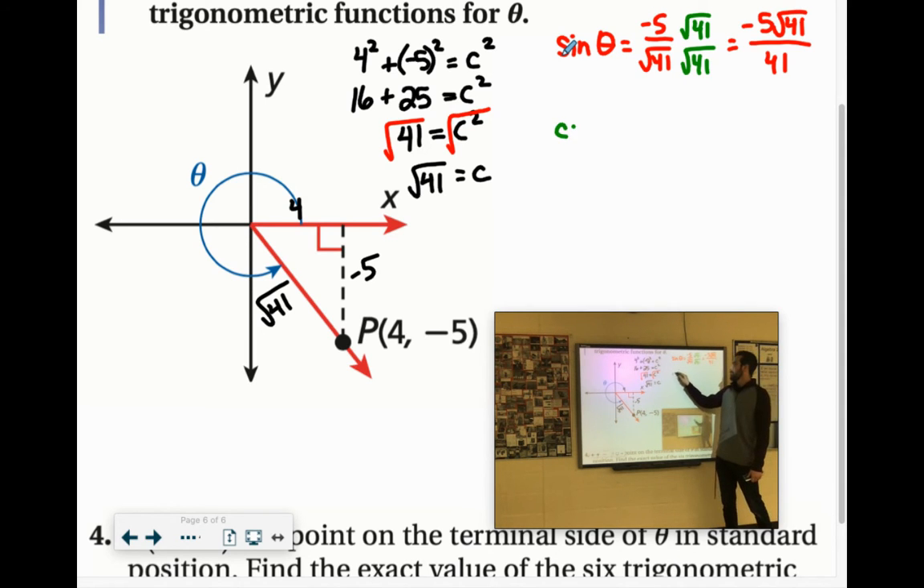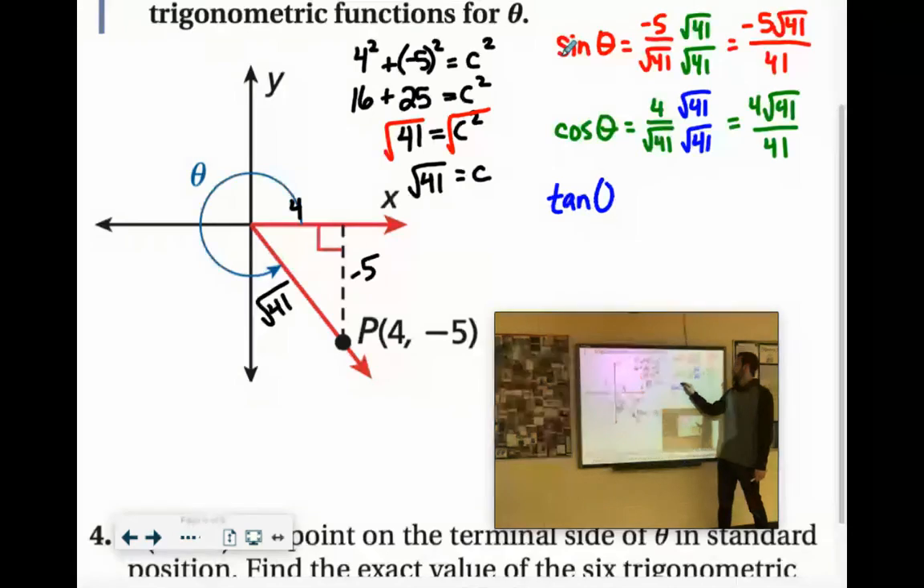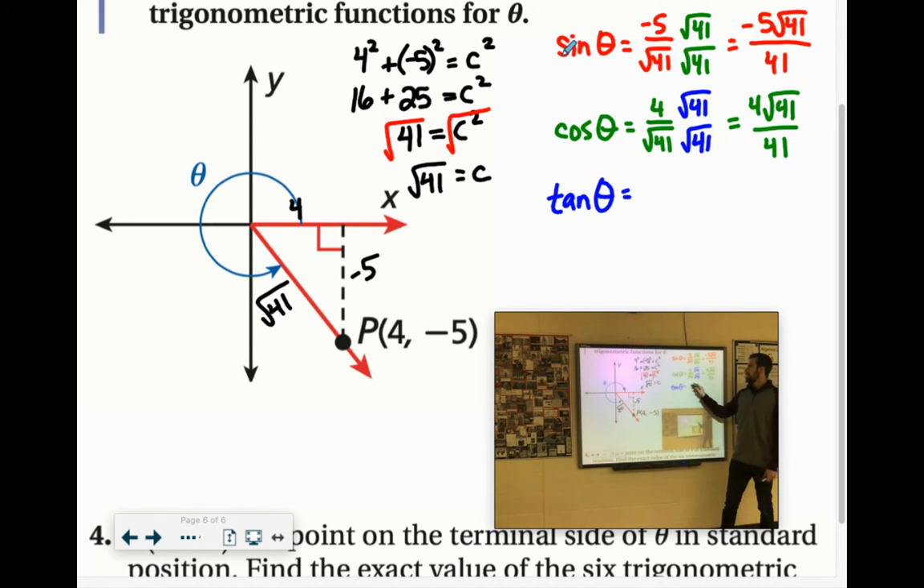Cosine would be the adjacent side, 4, over the hypotenuse, which is root 41. We will get rid of the root 41 by multiplying root 41 in the numerator and denominator, giving us 4 root 41 over just 41. Now let's get that tangent. Tangent is the opposite, -5, over the adjacent, +4. Cool, nothing to do there.